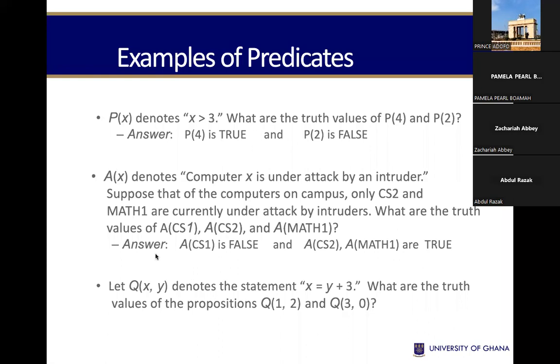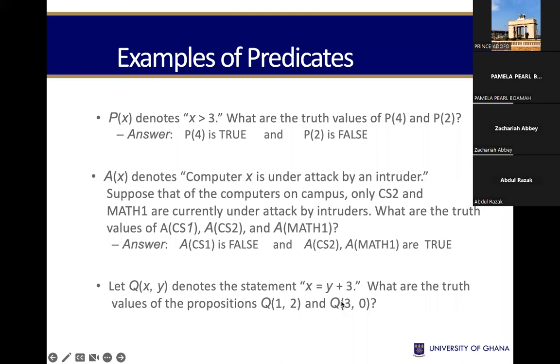Now let's come to the third example. Let K of x, y denote the statement x equals y plus 3. What are the true values of the propositions K of 1, 2 and K of 3, 0? Let's start with K of 1, 2. What's the true value of K of 1, 2? False. Because if you insert, when x is 1, y is 2, that's going to give us 1 equals 2 plus 3, 5, which is false.